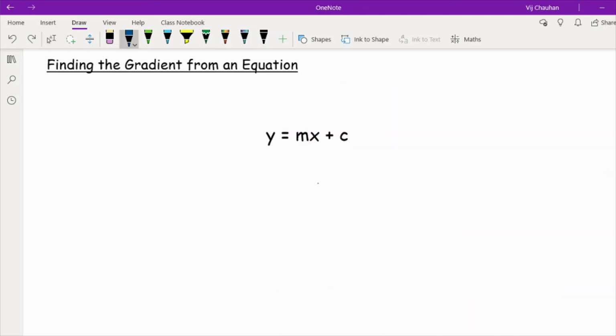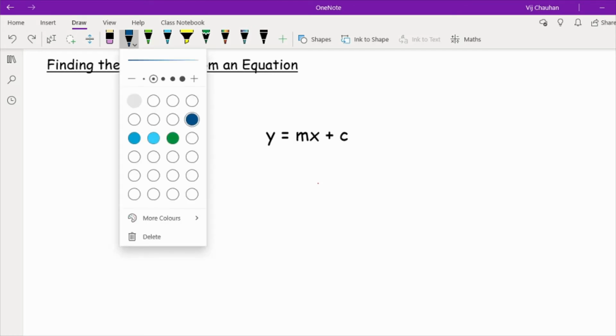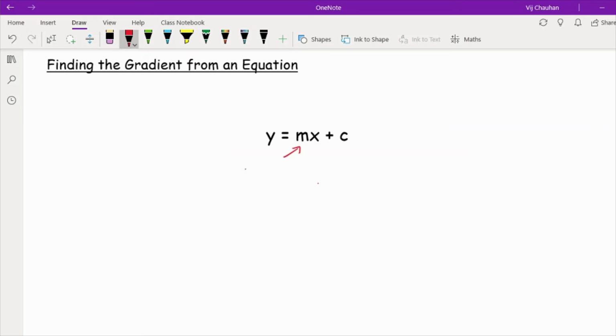So as well as being able to work out the gradient of two coordinates, it's also massively important you're able to work out the gradient looking at the equation of a line. Now if we go back to basics, the usual format of the equation of a straight line is y equals mx plus c, where m is the gradient, a letter that we still use to this date. So here our m value is the gradient and it's the coefficient of x.